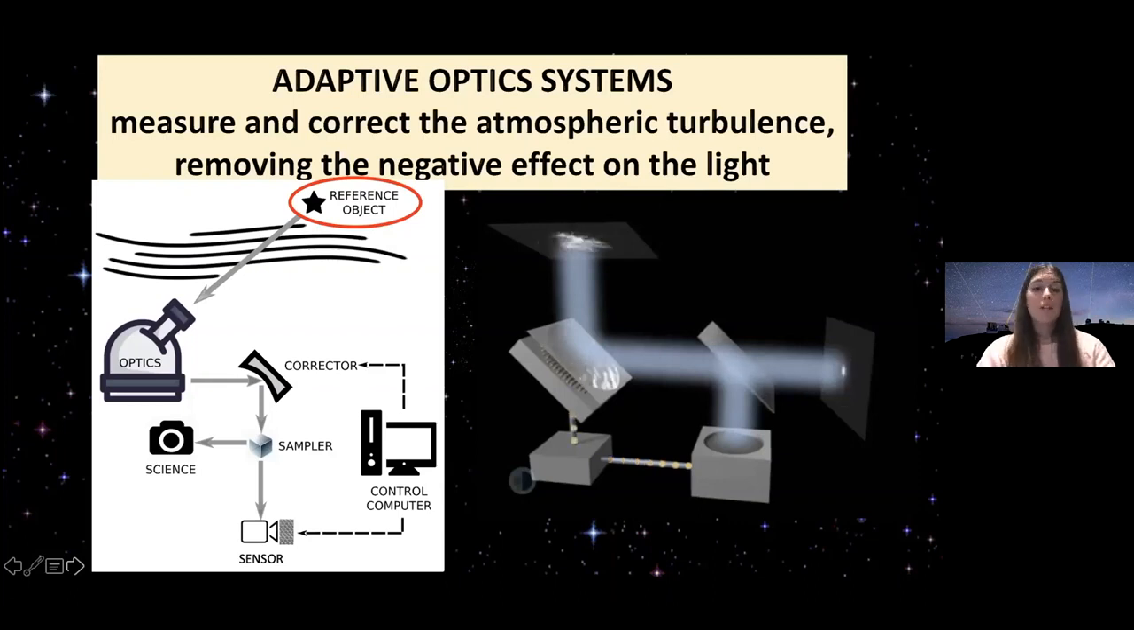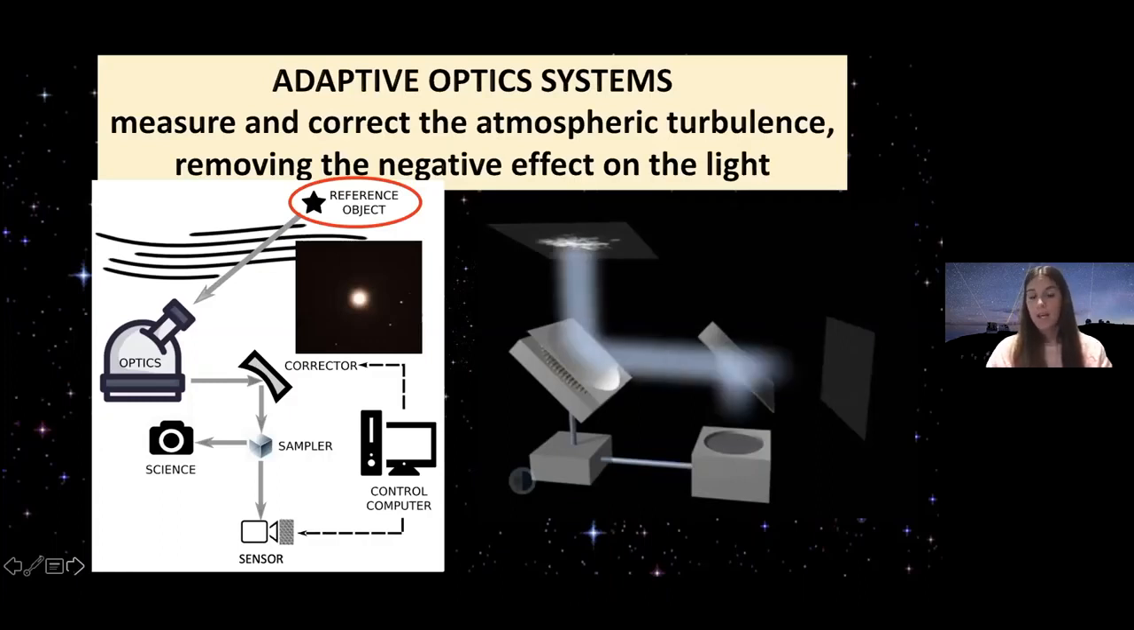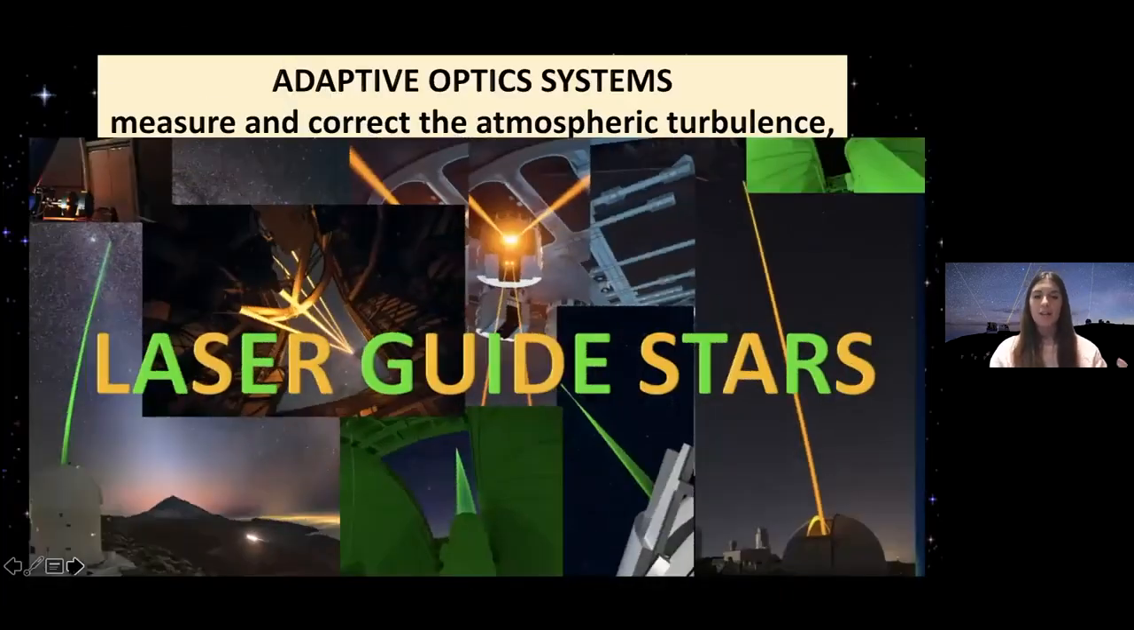So as a reference object, we could use a natural star. But believe it or not, there are not enough bright stars in the sky. And I also said, nah, that's not true. But yeah, it is true. There are not enough bright stars. So why worry about this if we can actually create our own stars? Let's generate some stars up there, wherever we want.